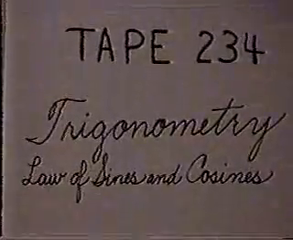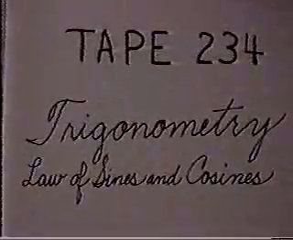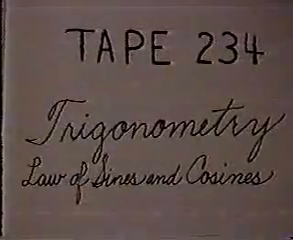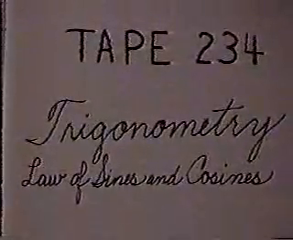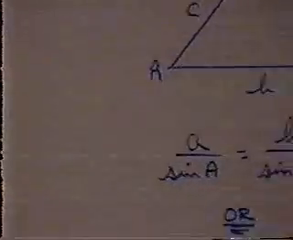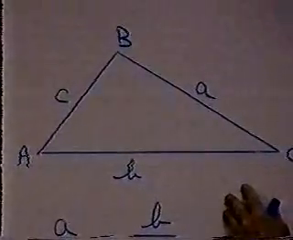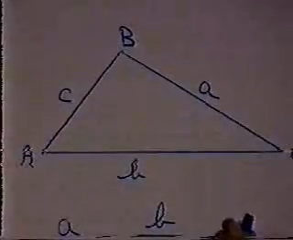All right, tape 234 is the law of sines and cosines. Now, what these rules will do for us is to solve any triangle. All right, so let's look at the first picture I have drawn in the notes. Any triangle. This also works with right triangles too. If you're using a right triangle, then you'd end up doing the sine of 90 degrees.